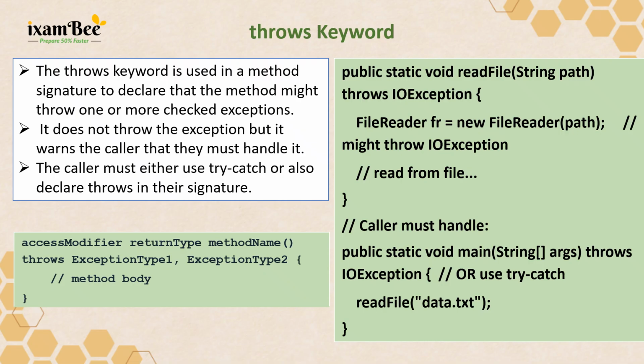Have a look at this example. Here we have a readFile method which throws an IOException. So whichever function calls this readFile function needs to either use the try catch or throw the same kind of exception. You see that the main function also throws IOException. It can alternatively also use the try catch to handle the exception. So this is the utility of the throws keyword.